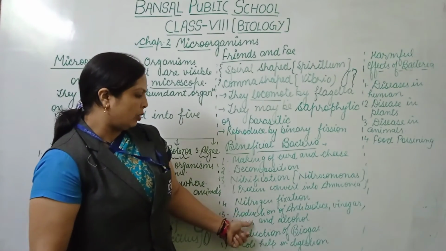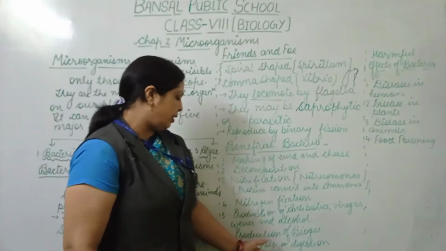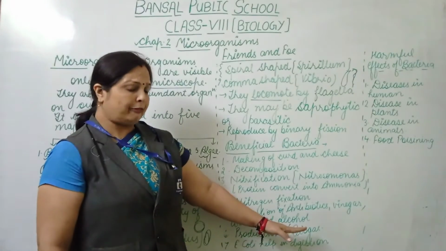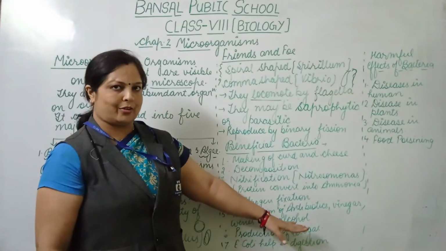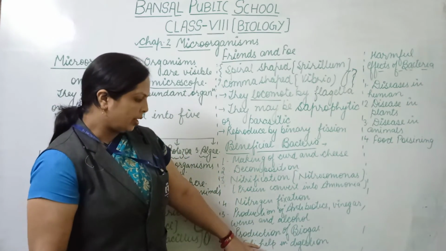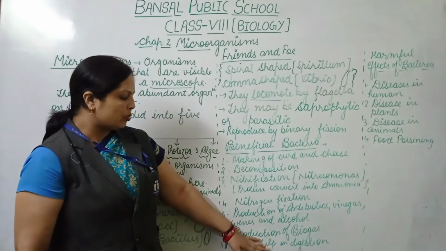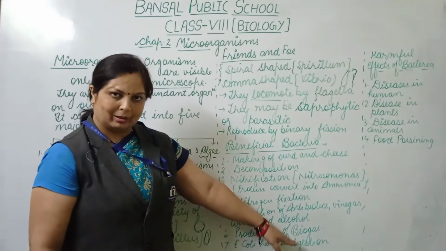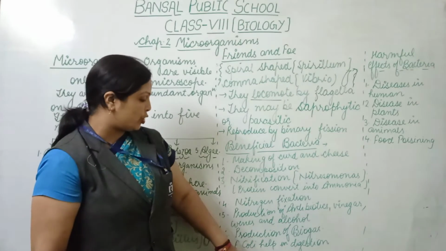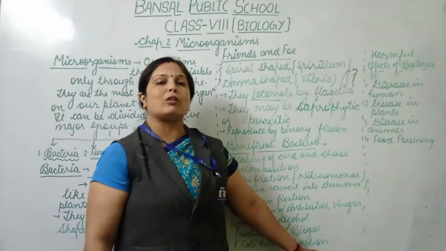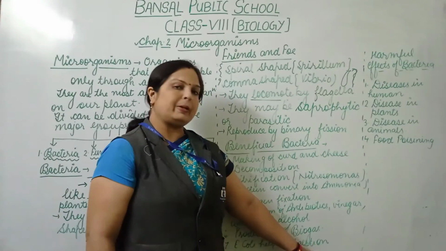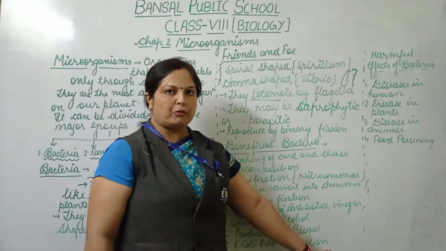Next, bacteria are used in the production of antibiotics, vinegar, wines and alcohol. Vinegar, wines and alcohol are formed by the process of fermentation. Fermentation means a process in which sugar is converted into alcohol. Clear? And bacteria are used in the production of biogas like methane gas. Bacteria like Escherichia coli help in digestion because they live in the small intestine of human beings, and there they help in digestion and absorption of food material.